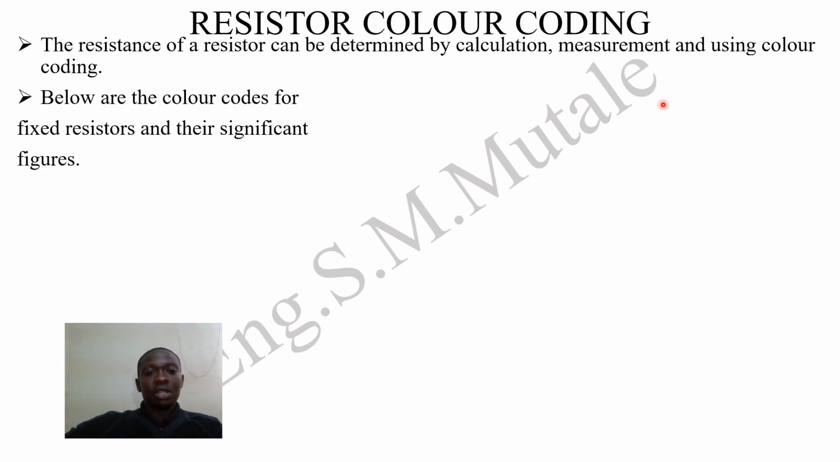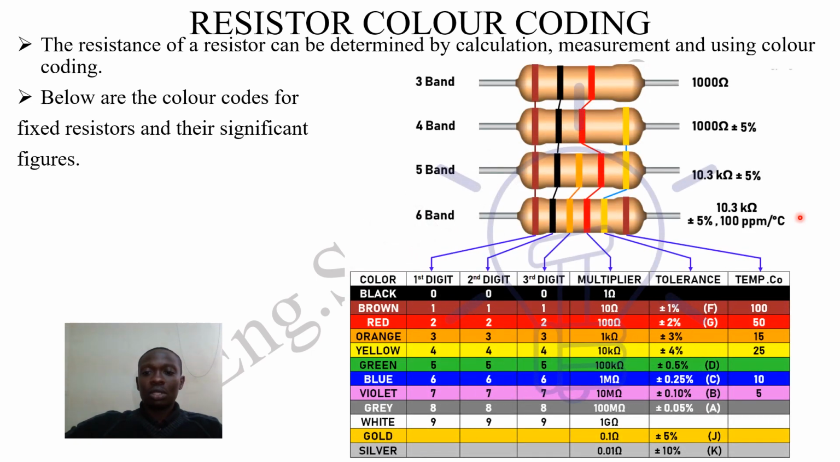Below are the color codes for fixed resistors and their significant figures. You are supposed to know this. This one is a 3-band resistor. You'll be able to know the value of a resistor from those colors. For a 3-band color code, the first color represents the first digit, the second color from your left represents the second digit, and the third color represents the multiplier. Therefore, a 3-band resistor will have the first digit, second digit, as well as a multiplier.